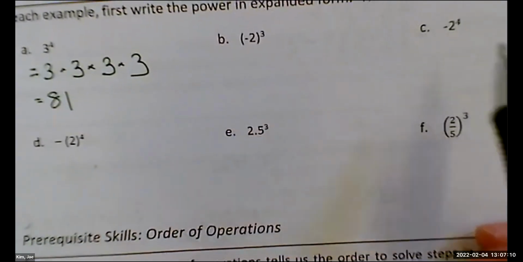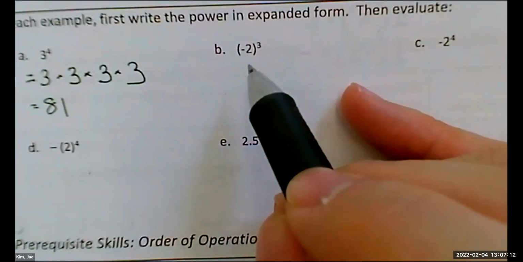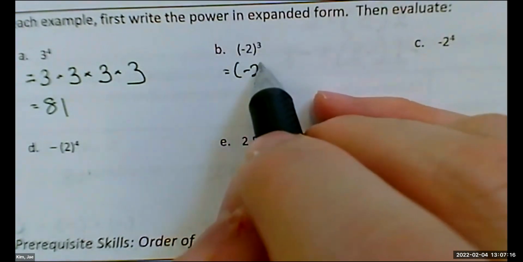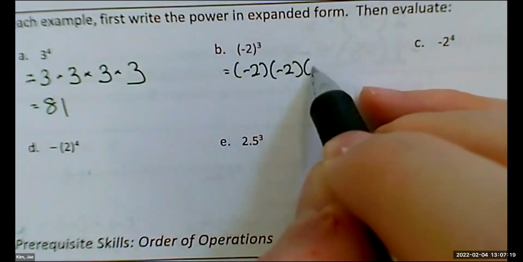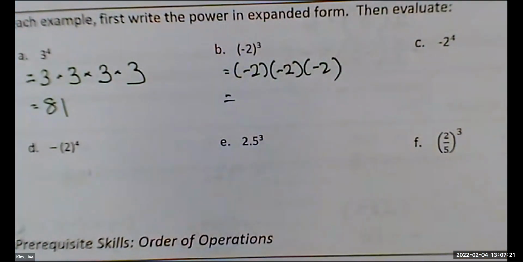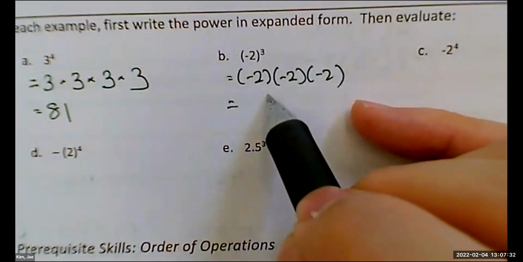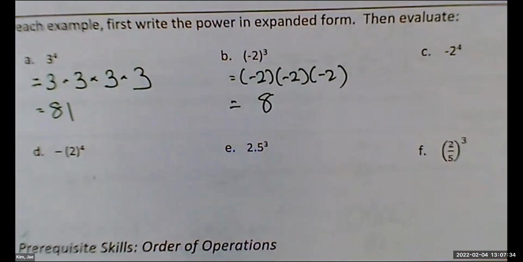Next, what if there's a negative inside the base? That's negative 2 times negative 2 times negative 2. Let's do the negative and the base separately. 2 times 2 times 2. Quick math. A negative 1 times a negative 1 times a negative 1.